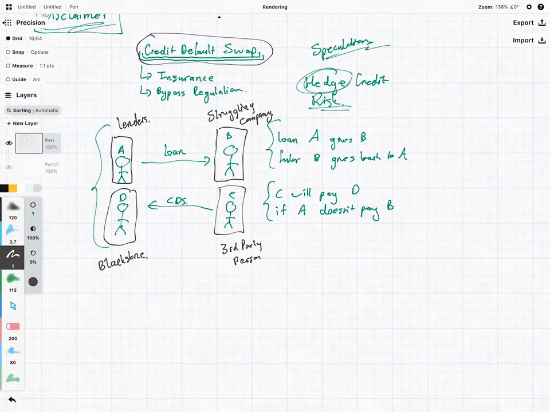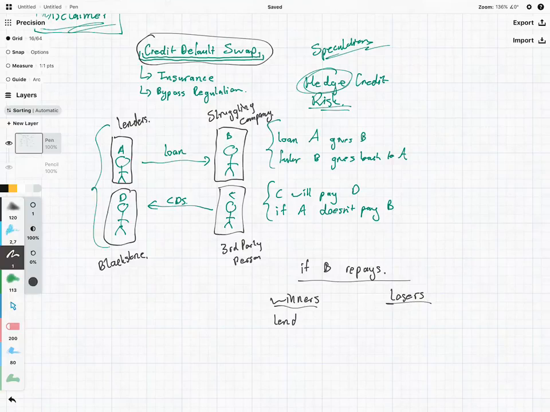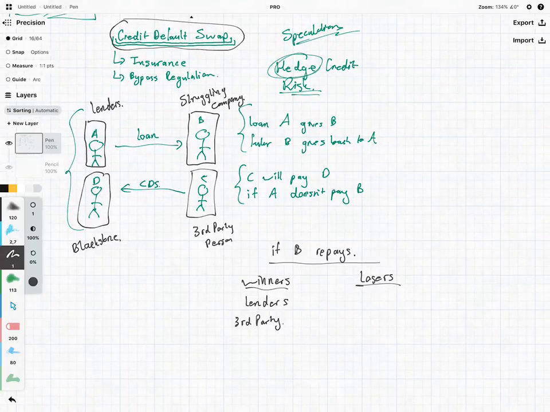And I'm just going to write it out here: if B, the struggling company, repays, okay, then we will have certain winners and we'll have certain losers. Okay, the winners, if the struggling company repays, are going to be the lenders because they're getting their money back plus interest, and it's going to be the third party that wrote out the credit default swap because they get to keep the premium and they don't have to repay the amount. So the loser is then going to be Blackstone.